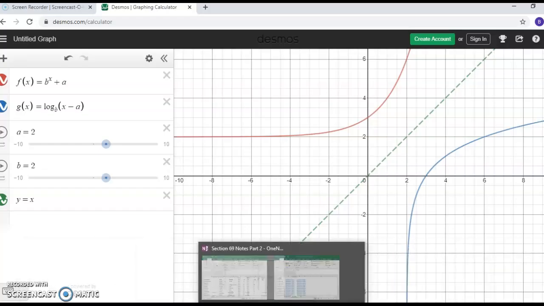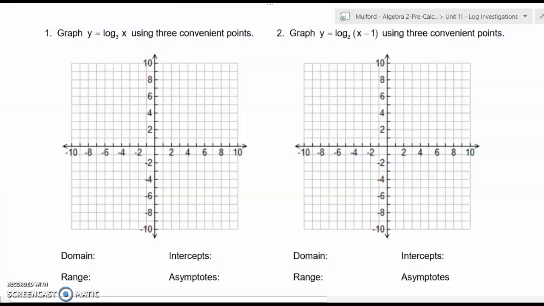Well, what we're going to do is grab some convenient points. So we have a graph right here, y equals log base 3 of x. First thing I want to do is find the vertical asymptote because I know there is going to be one since it's a log function. The way I do this, I'm going to take this part right here. That can never equal 0. So I'm going to set that equal to 0 and see what happens. Well, nothing really happens there. I get my asymptote at x equals 0.